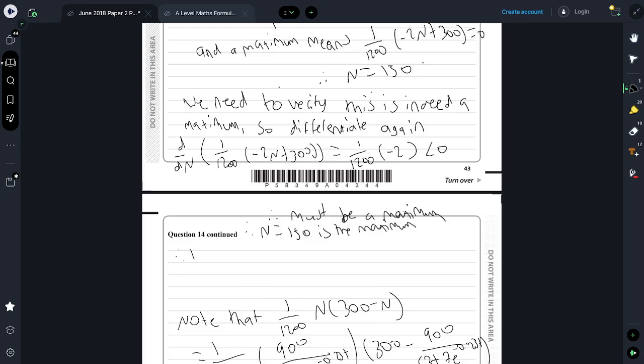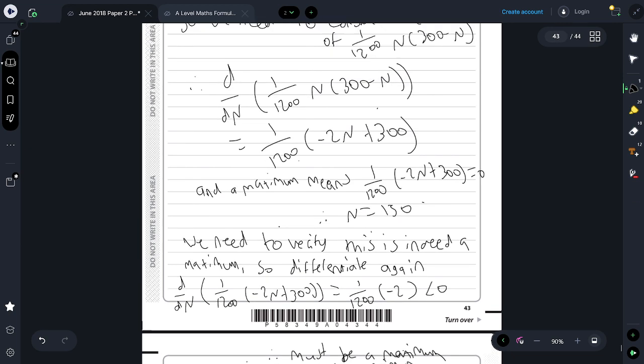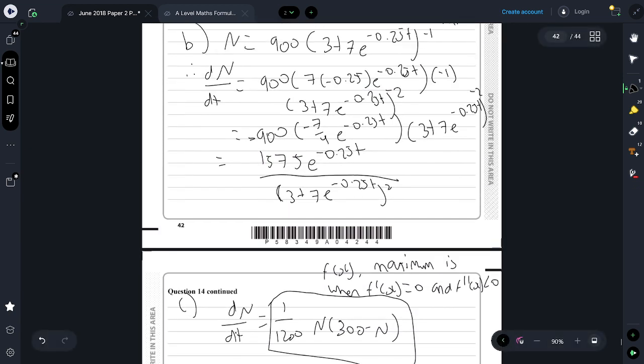So remember, n is 900 over 3 plus 7e to the minus 0.25t, because that's when n is 150. We need to solve for t. God, this question's never ending, man. It really is.